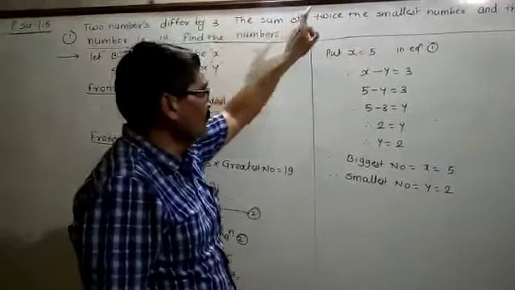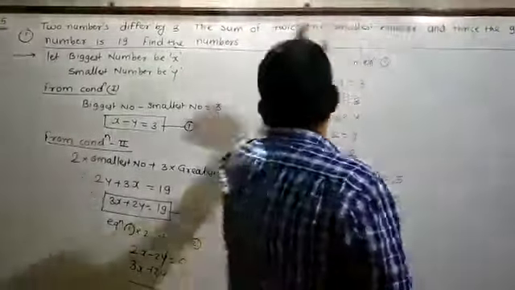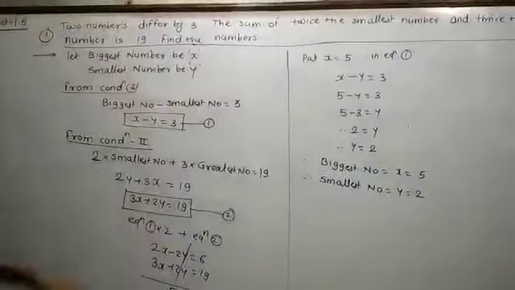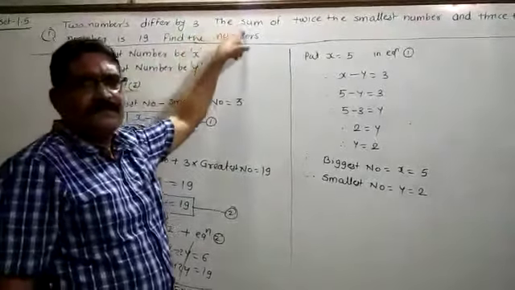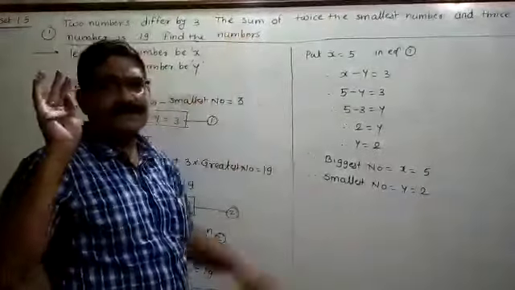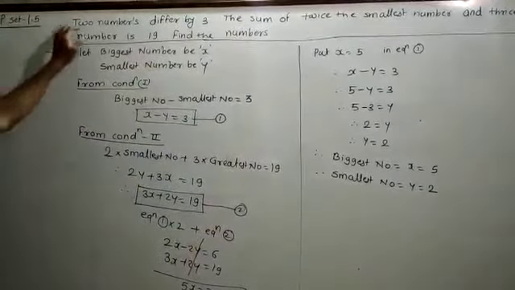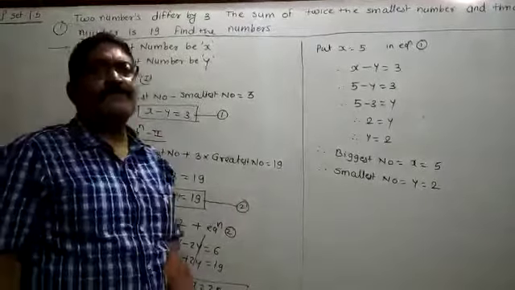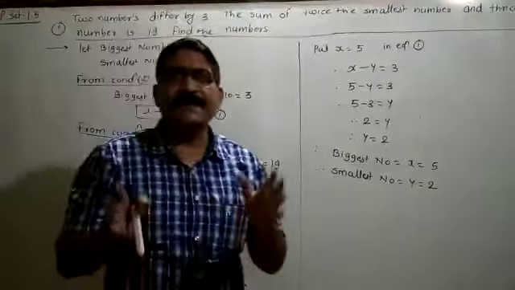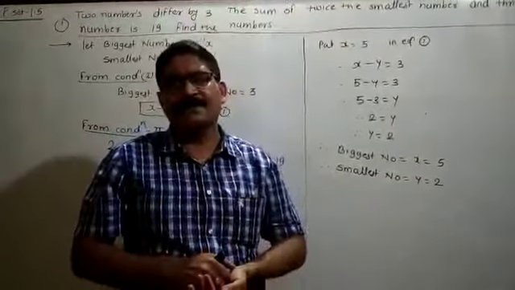and the sum of twice the smallest number and thrice the greatest number is 90. Sum means addition, difference means subtraction, differ means subtraction. So here, what is given? Two numbers differ by 3. If two numbers differ by 3, difference means one number will be bigger and another number will be smaller.